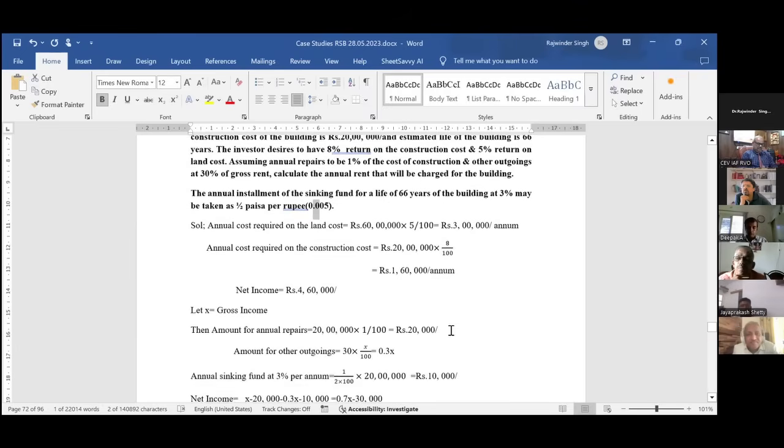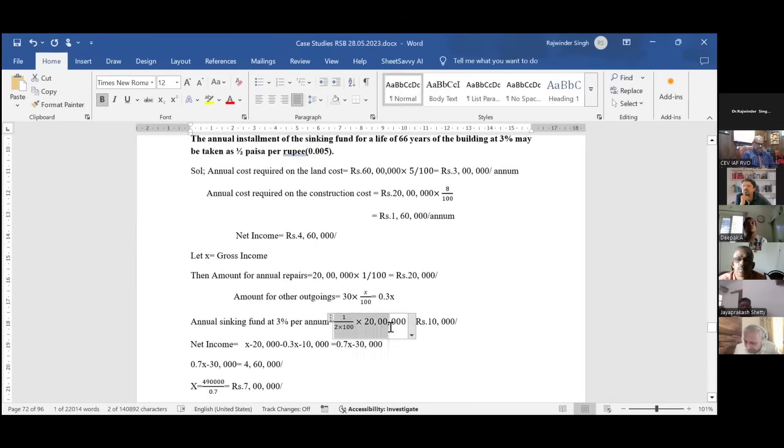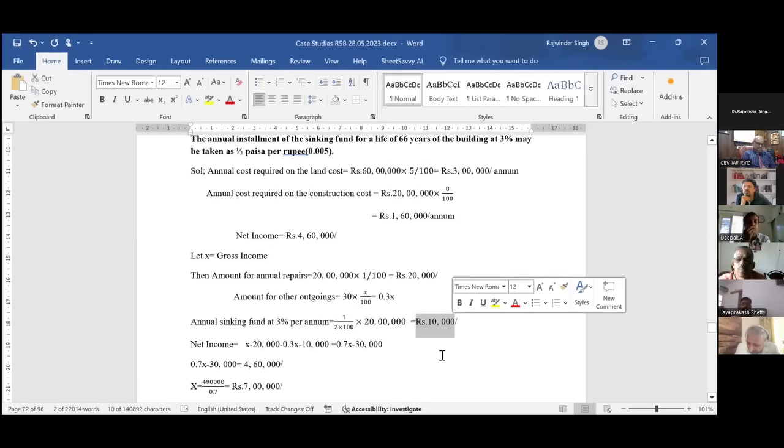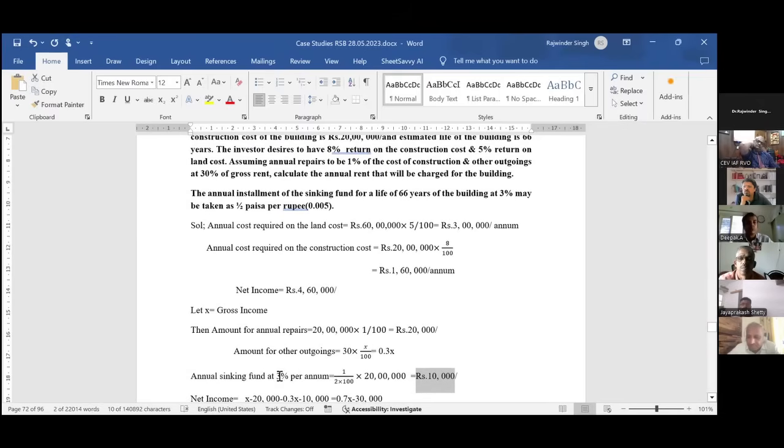So how much sinking fund will be required? You require 20 lakh in 66 years. So how much amount do you have to deposit in the bank for 66 years so that you are able to get this 20 lakh? But this annual sinking fund at 3% per annum, it is not 3%. It is half paisa per annum. That's what, sir, I got confused. Sorry. Thank you, sir.